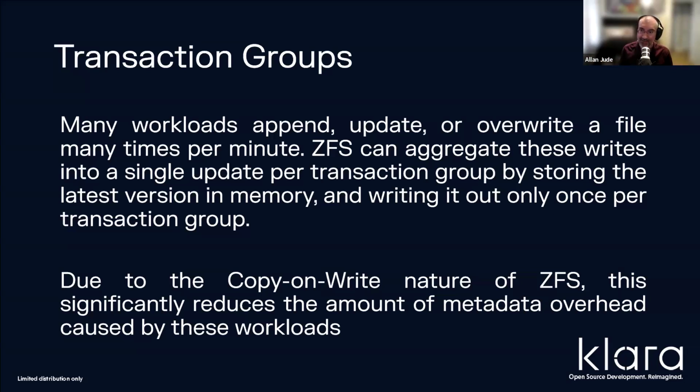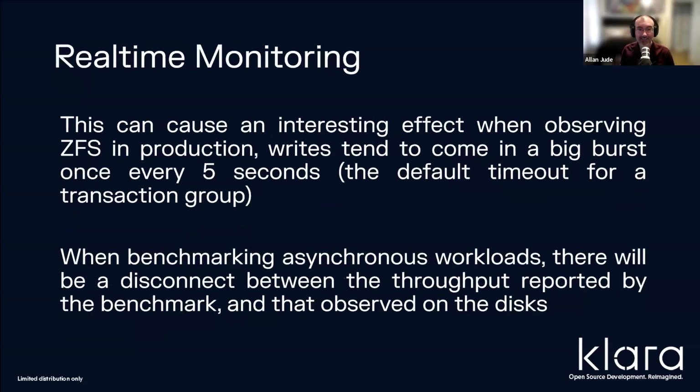So ZFS batches them together and does it more efficiently. This can cause an interesting effect when you're observing ZFS in production. If you just run zpool iostat on a modestly busy system, you'll mostly notice the read column will be busy all the time, and the write column will be mostly zeros, and then once every 5 seconds, there'll be a bunch of writes as it flushes all the pending stuff. And then it'll go back to probably almost zero the whole time.